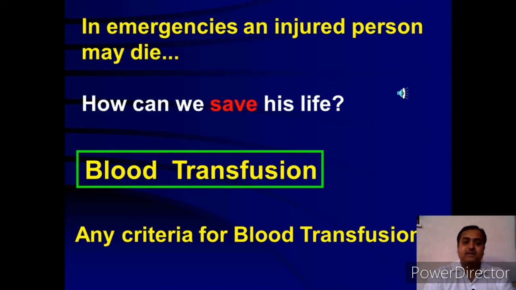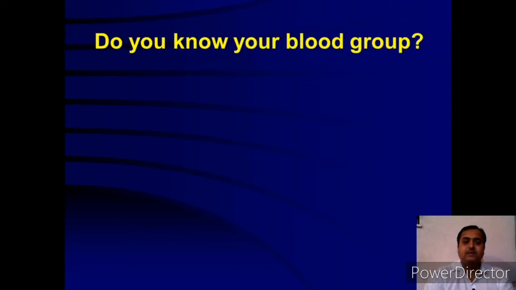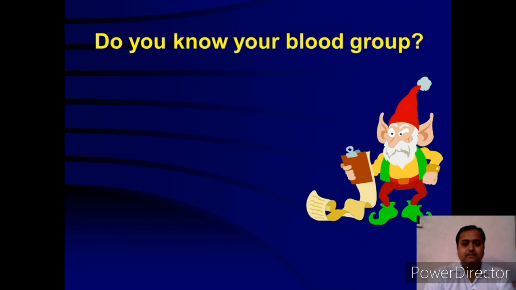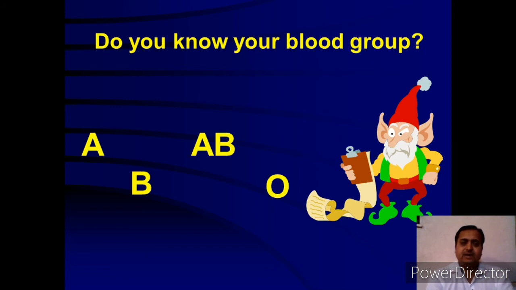There is a criterion for blood transfusion, and this criterion depends upon the blood groups. Do you know what your blood group is? There are four kinds of blood groups: blood group A, B, O and AB. These four types of blood groups were discovered by Mr. Carl Landsteiner in 1901.